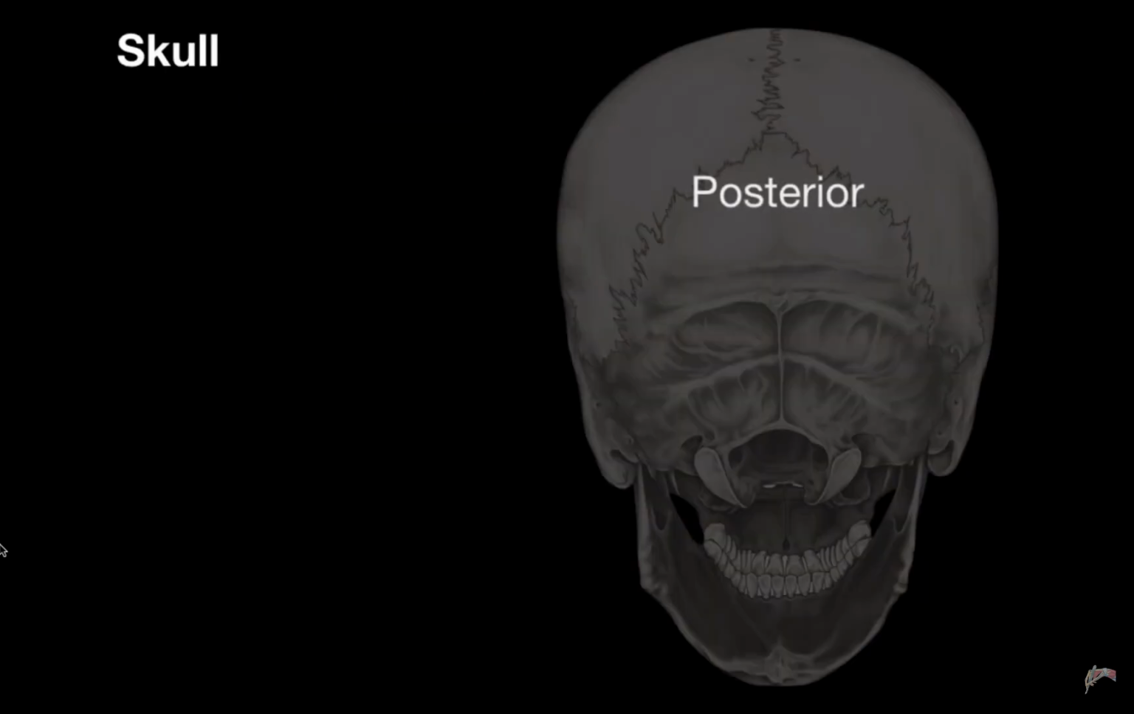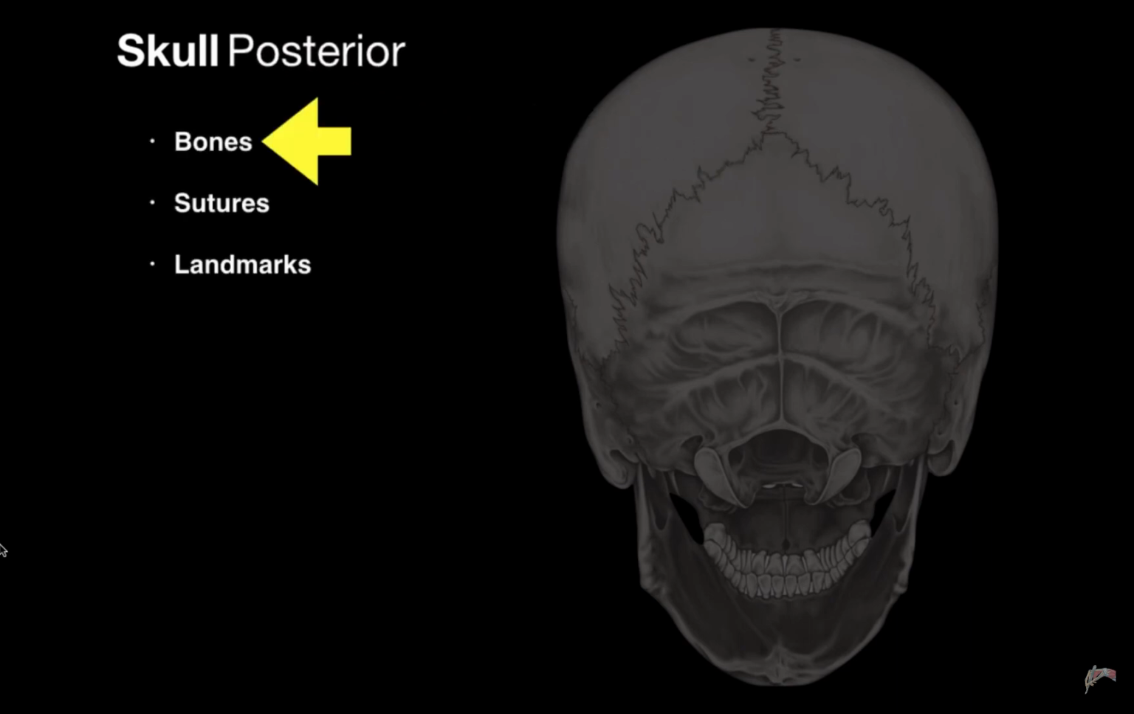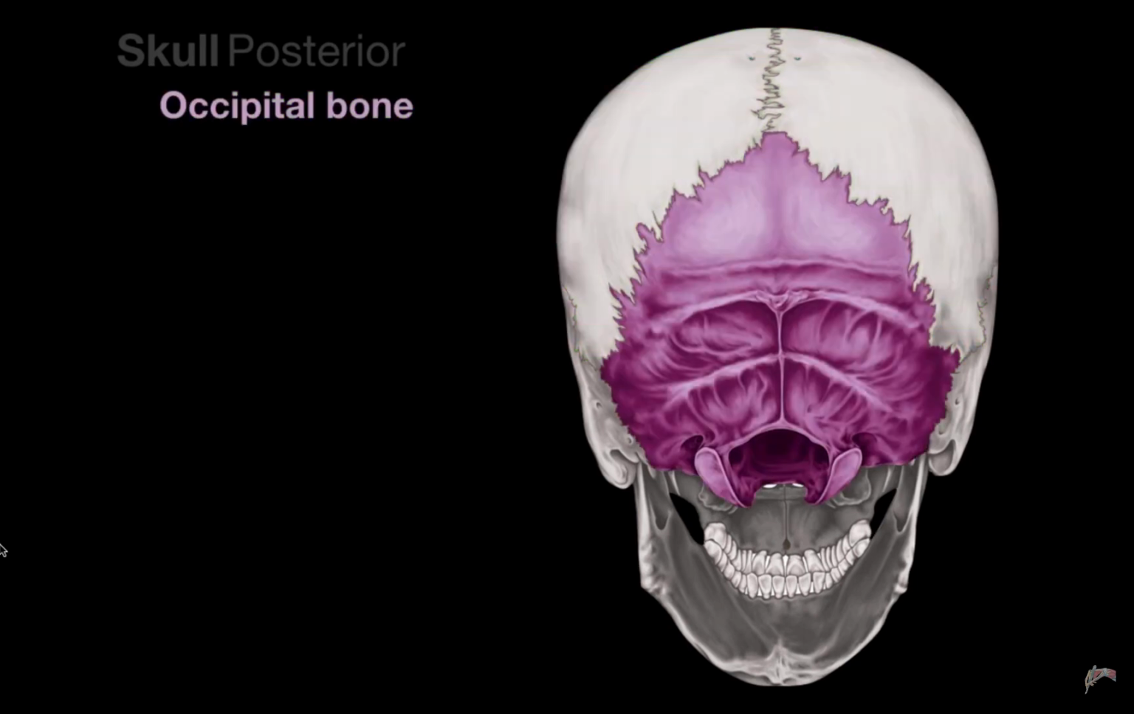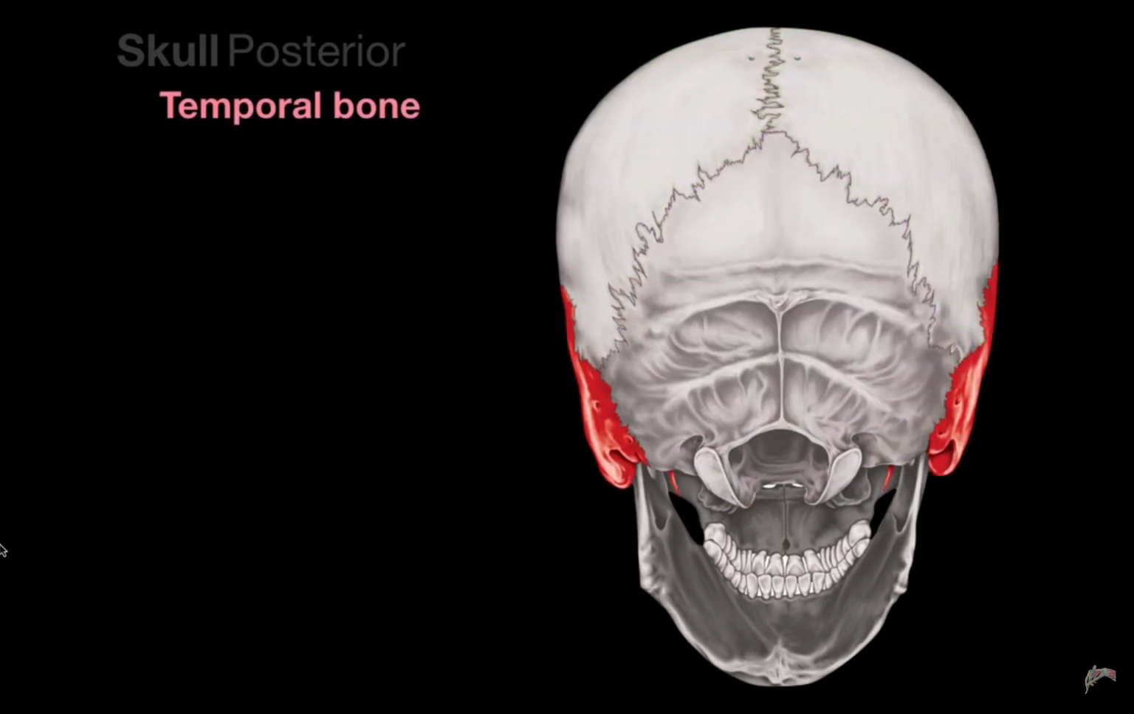Okay, now the skull from a posterior view, and we'll start with bones. So the parietal bones are located right there on the side of the skull. Then the occipital bone is the back of the skull. And then the temporal bone, which is the side of the skull.